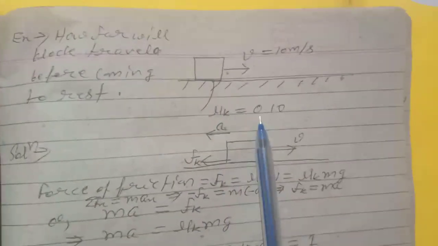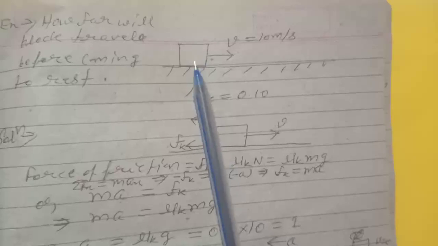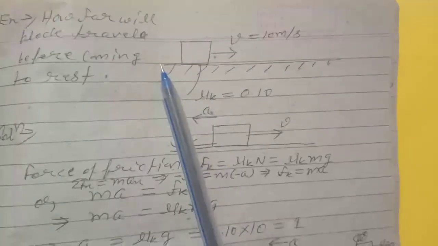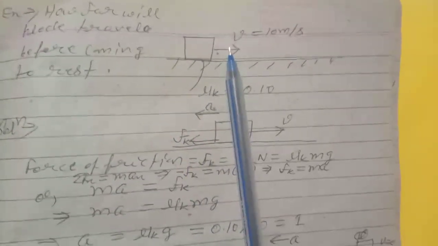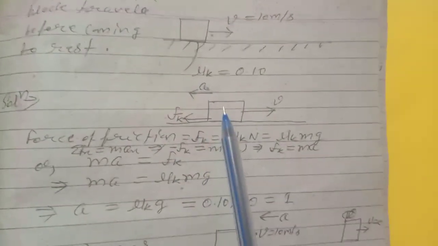Next, how far will the block travel before coming to rest? Given mu is 0.10. As soon as we give the velocity to this body, the friction force will act in this direction. That is because friction force is acting in the opposite direction to the movement, so the body will decelerate. Solution: let's consider the body is decelerating with acceleration a and velocity in this direction and force of kinetic friction in this direction.